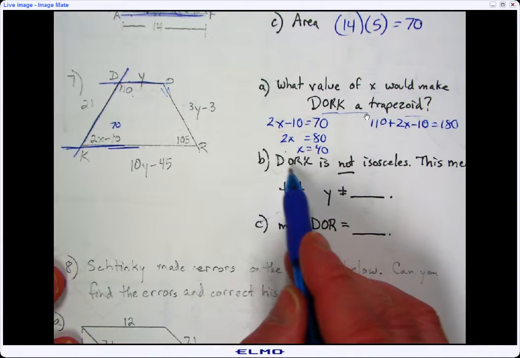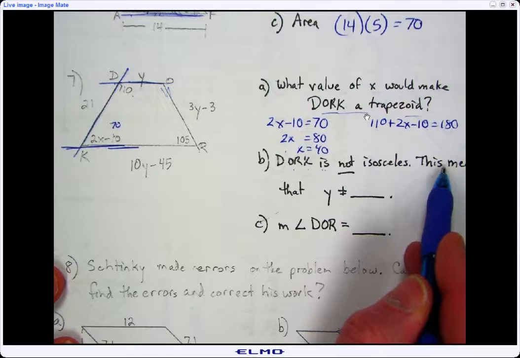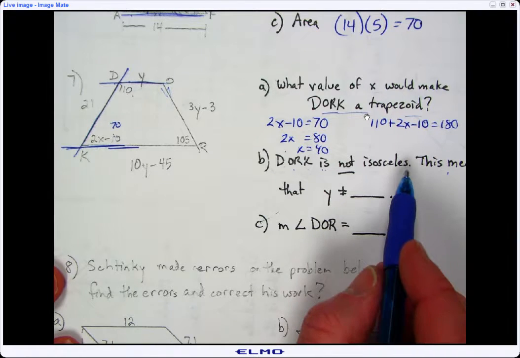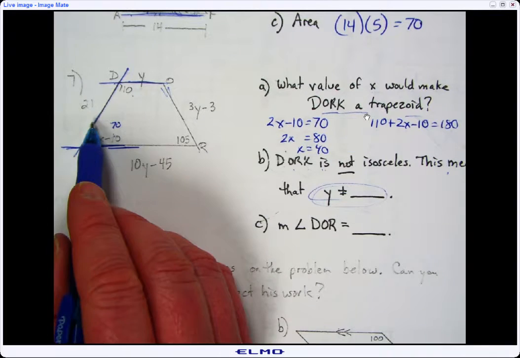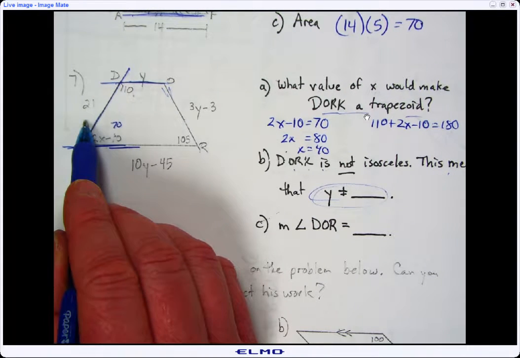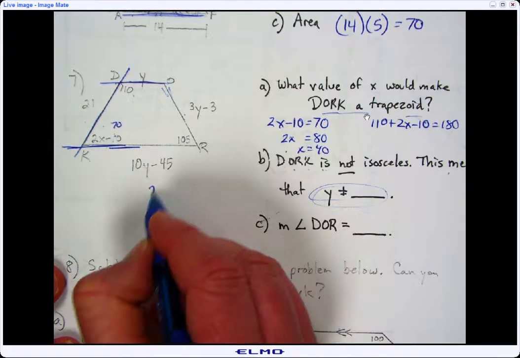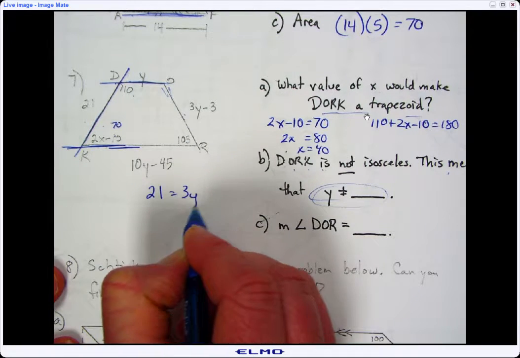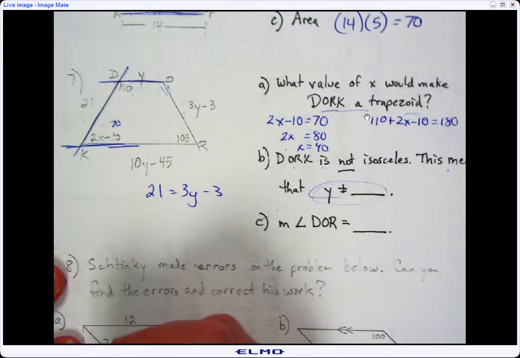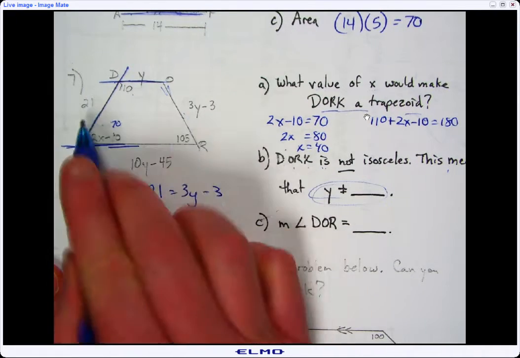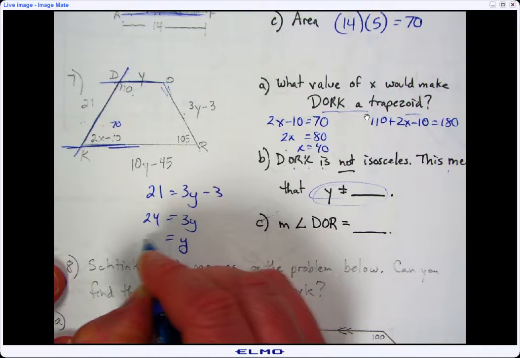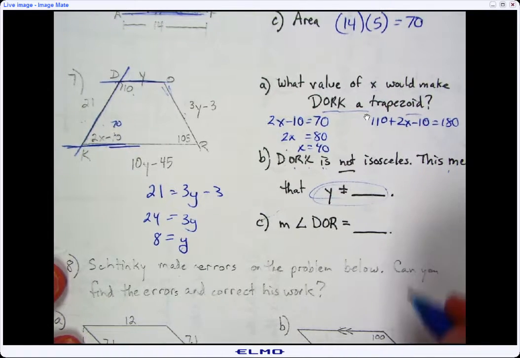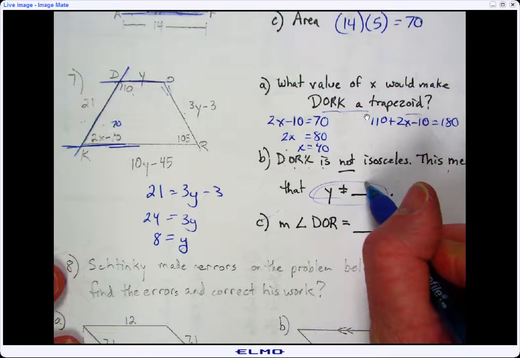So it says DORK is not isosceles. So it says, what can y not be equal to? So I go over here to this y. Not isosceles means these can't be congruent. So you can solve it as if they were congruent and just say you're not allowed to equal that. So if they were equal, then it would be isosceles. They're not. So we put 8 there.